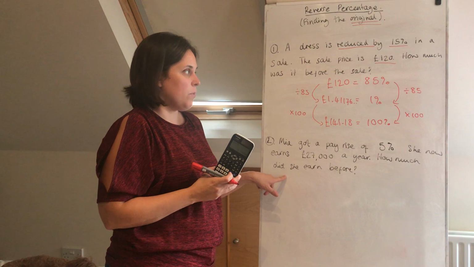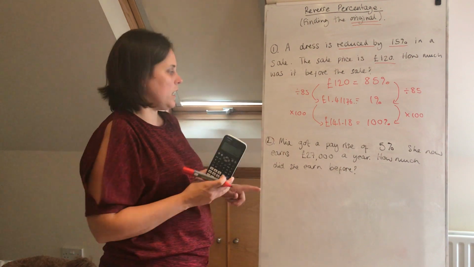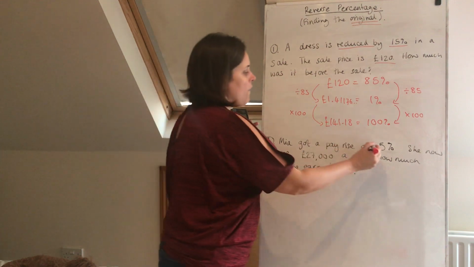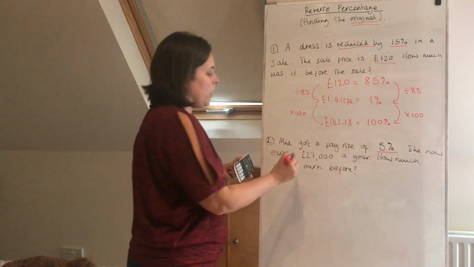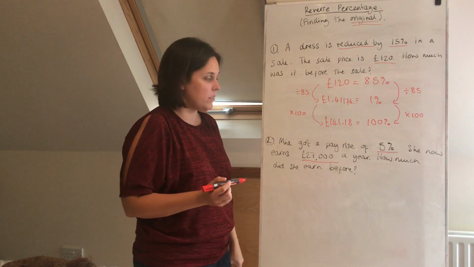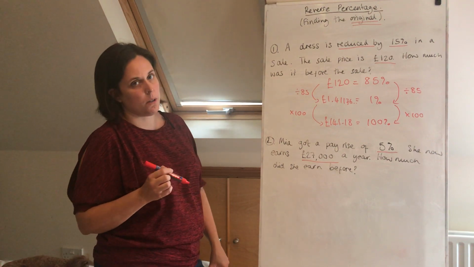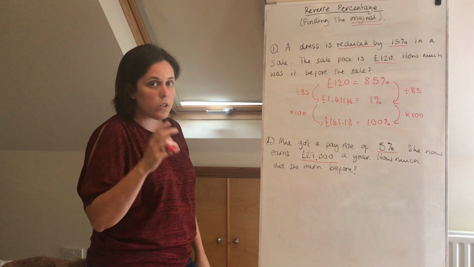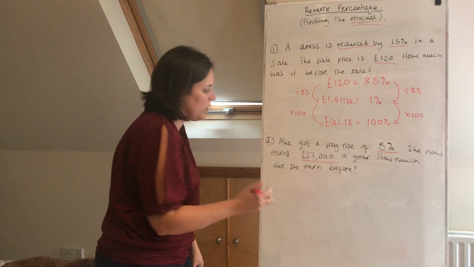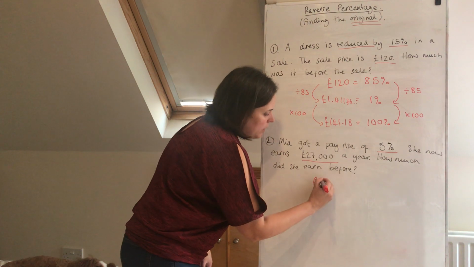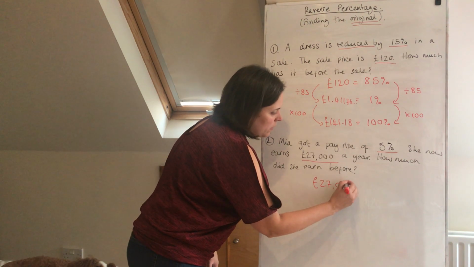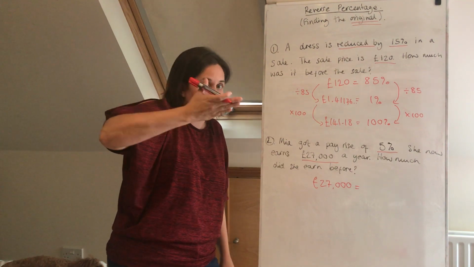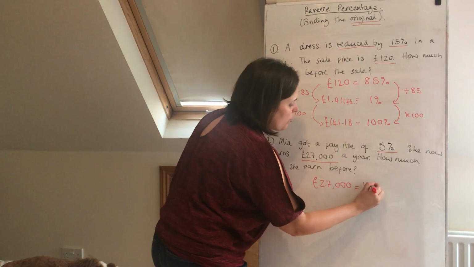Now I've got a similar situation here, but this time there's an increase rather than a decrease. So Mia has been given a pay rise of 5%. She now earns £27,000 a year. How much did she earn before? So just in exactly the same way as before, what is the percentage that I've got? So the amount I've got is 27,000, and I've increased by 5%. So if I've increased by 5%, I've now got 105%.